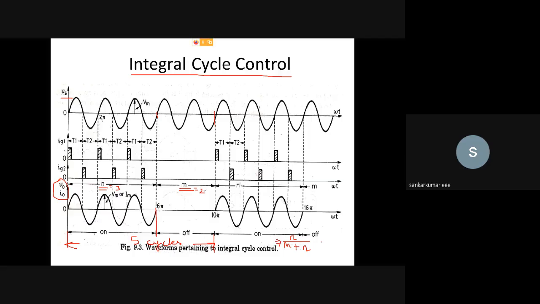Already we have seen in the chopper, that is T on divided by T on plus T off. Likewise, the on cycles divided by on cycles plus off cycles. So this will be represented as small k. Similarly, in the case of the chopper it is called the duty cycle. Here it is called the k factor, that is equal to N by M plus N.